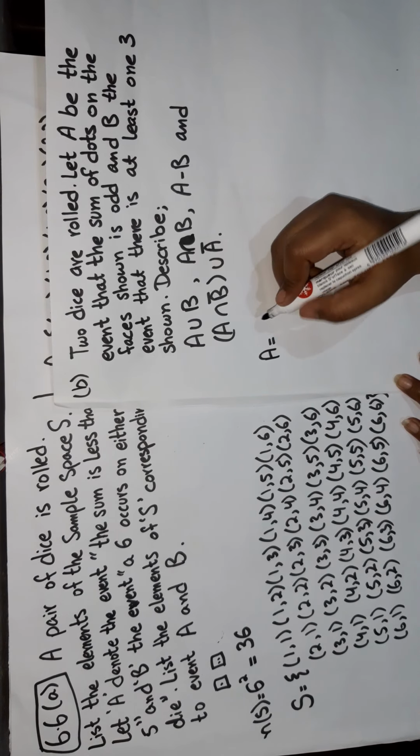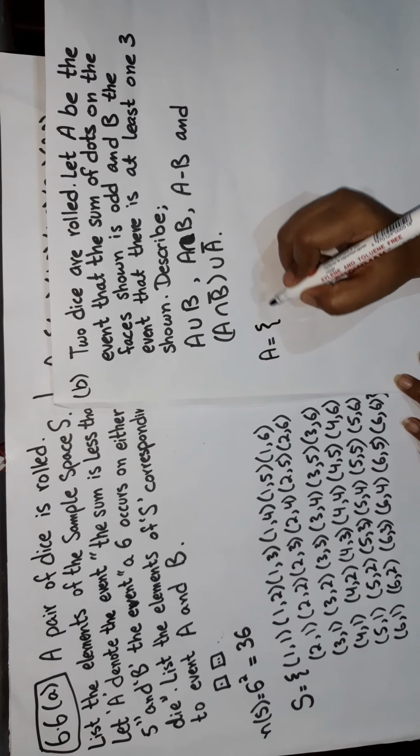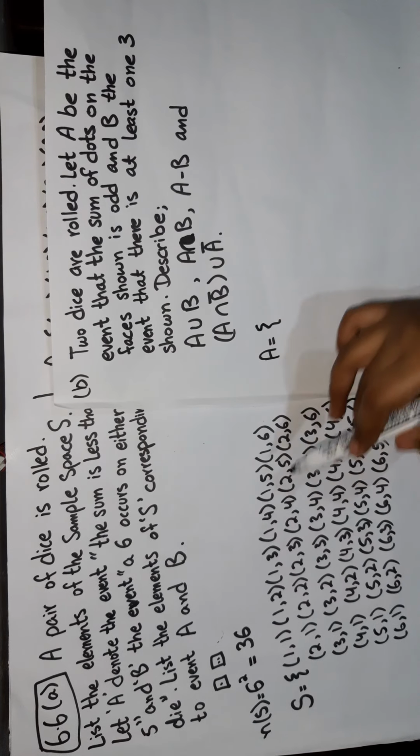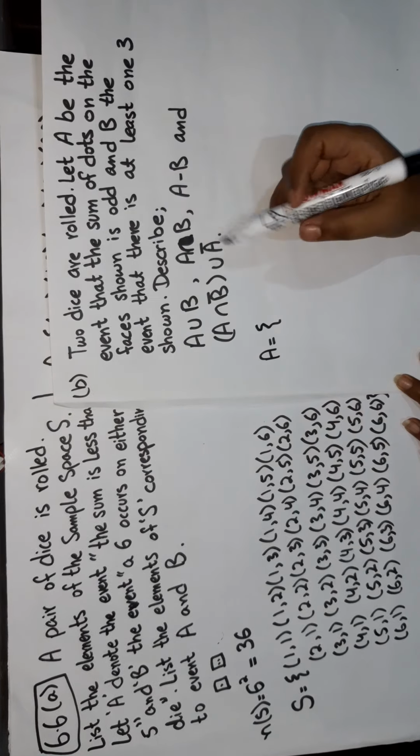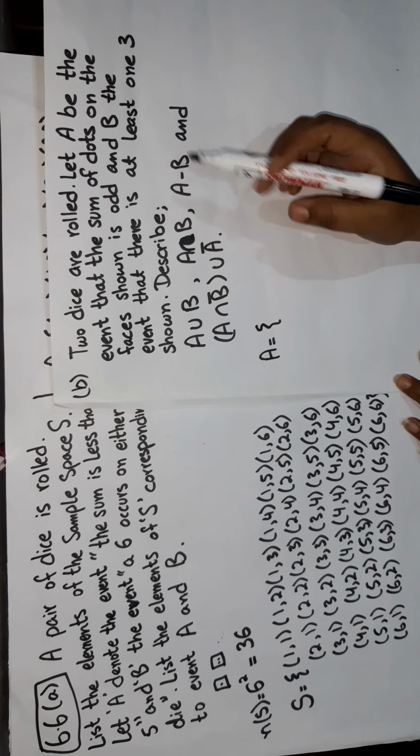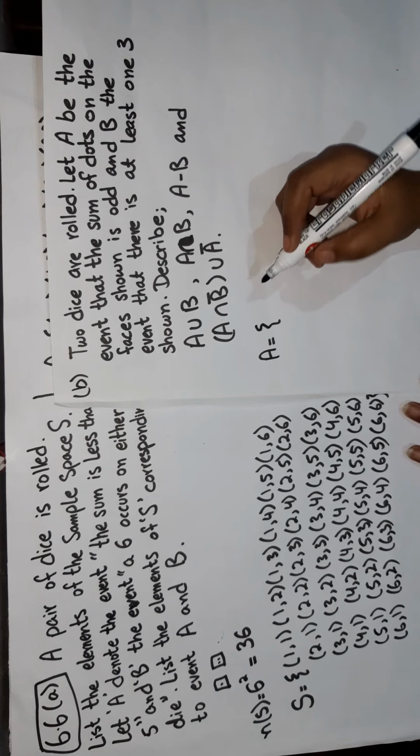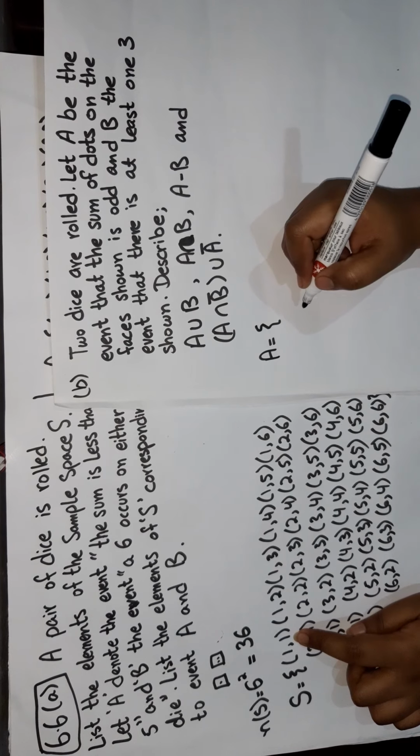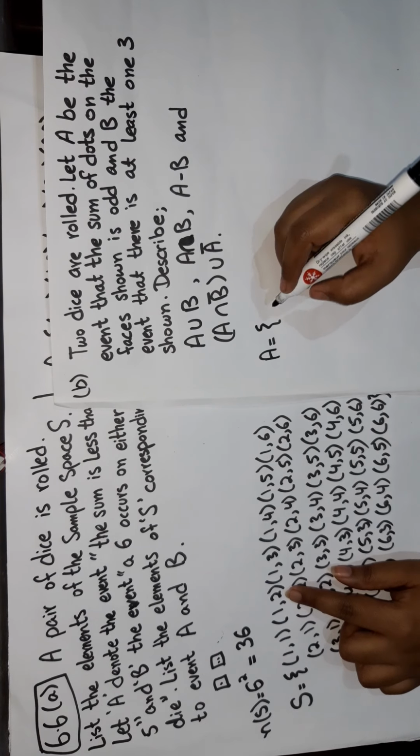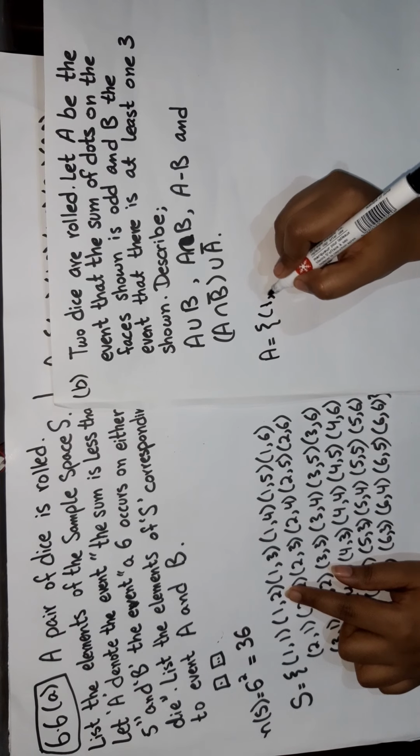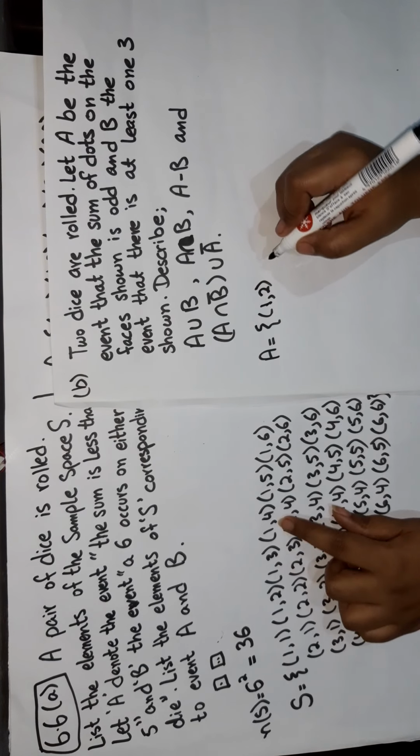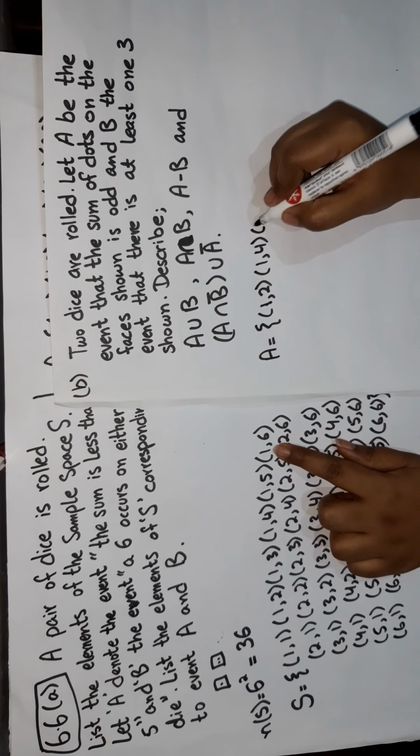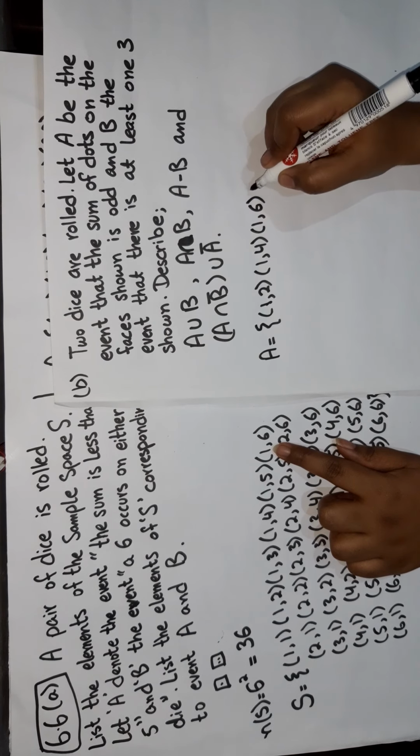But here, according to part B, event A changes. Event A is now that the sum of dots on the faces, meaning the top face shown, is odd. Now the sum should be odd. 1 plus 1 is 2, so it is even, it is not odd. 1 plus 2 is odd, so we will take 1 2. Again this is even, and 1 plus 4 is odd. 1 plus 6 is odd.